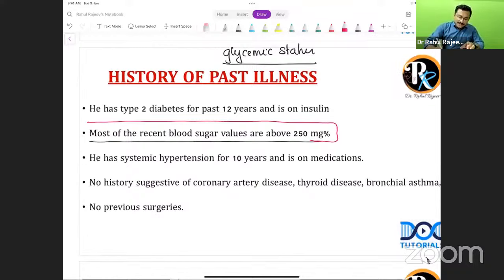Okay. So this one is telling you that this is an uncontrolled type 2 diabetes mellitus. Uncontrolled type 2 diabetes mellitus.